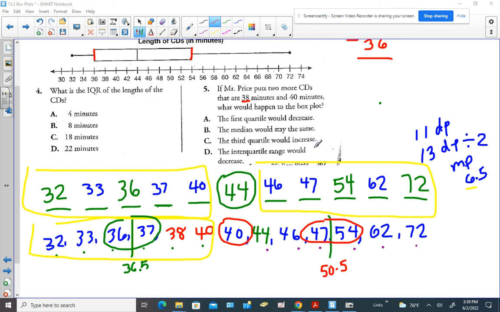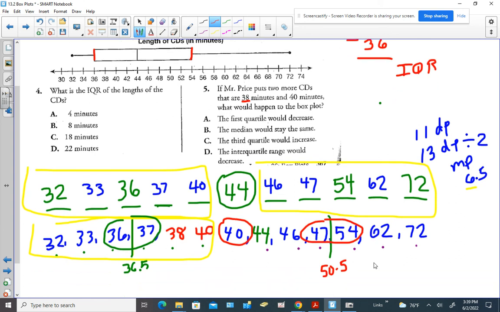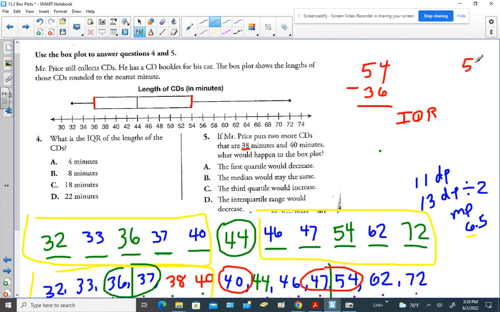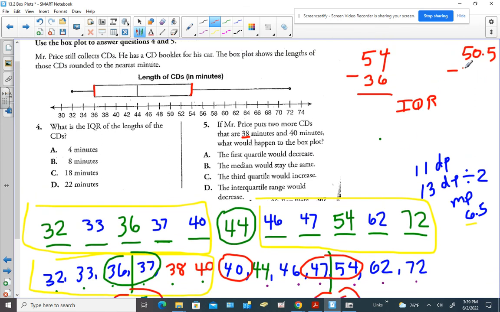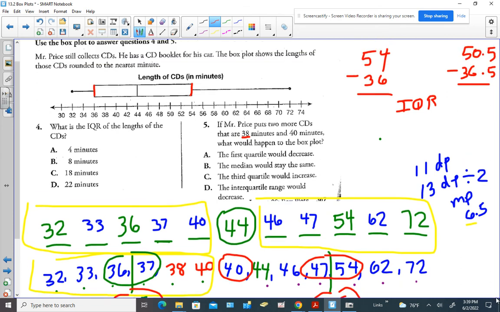D, the interquartile range would decrease. Now remember, before we subtracted this number and this number to get the IQR. Now to get the IQR of our new data set, we would have to take this number and subtract this number from it. So it might not be a bad idea to do that, just to look at it as a hypothetical. So we have 50 and 5/10, and we're subtracting from that the 36 and 5/10. So come up with the IQR for the new data set with the new numbers slipped in, and ask yourself which situation would be true.